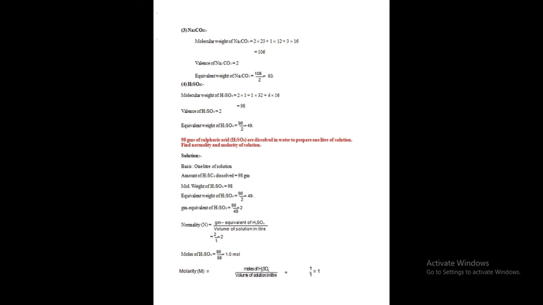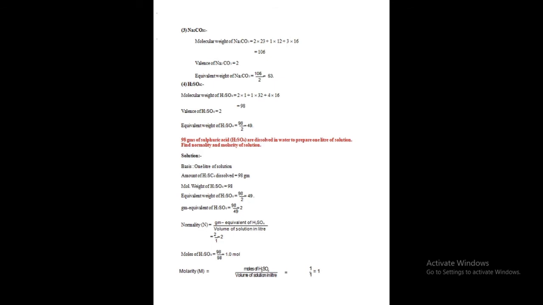Next one, Na2CO3, molecular weight of Na2CO3. In this compound, there are 2 moles of sodium, 1 mole of carbon, 3 moles of oxygen. So 2 into 23, 23 being the atomic weight of sodium, plus 1 into 12, carbon atomic weight 12. Oxygen atomic weight is 16, and 3 moles are there, so 3 into 16. Totally 106 is the molecular weight of Na2CO3.